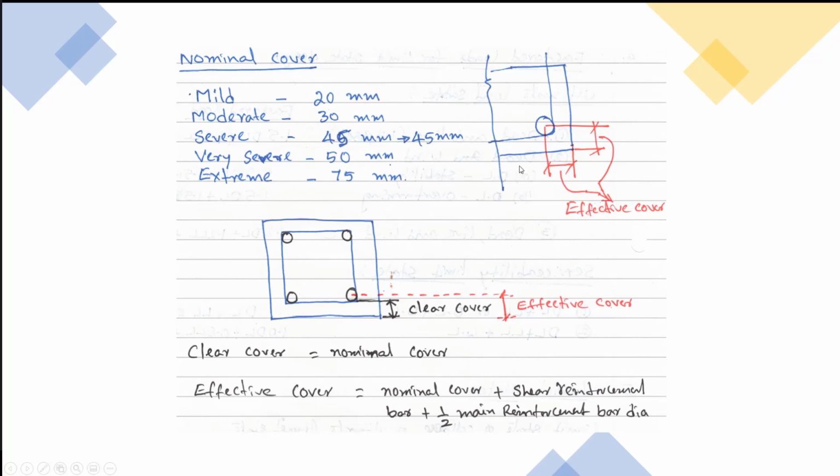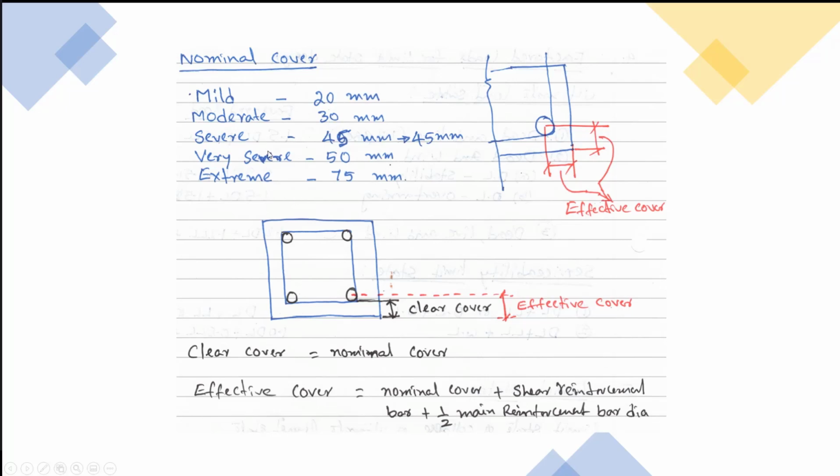What is the nominal cover and what is the effective cover? The nominal cover is nothing but the edge of the member to the edge of the reinforcement bar. The effective cover is the edge of the beam or column or any cross-sectional member to the center line of the rebar. So for moderate weather 30 mm, severe weather 45 mm, very severe 50 mm. For extreme conditions, we can go for 75 mm.